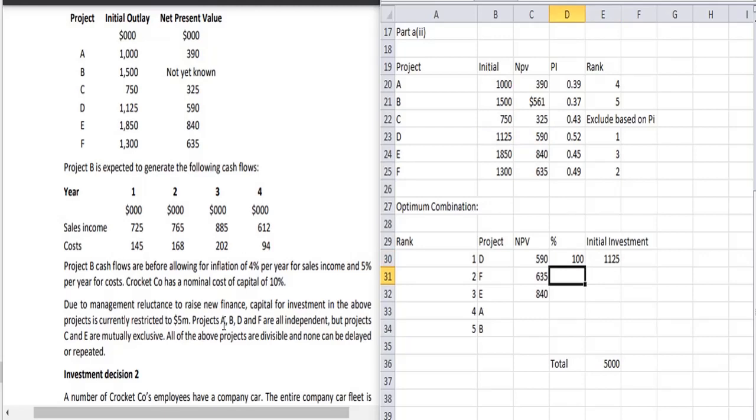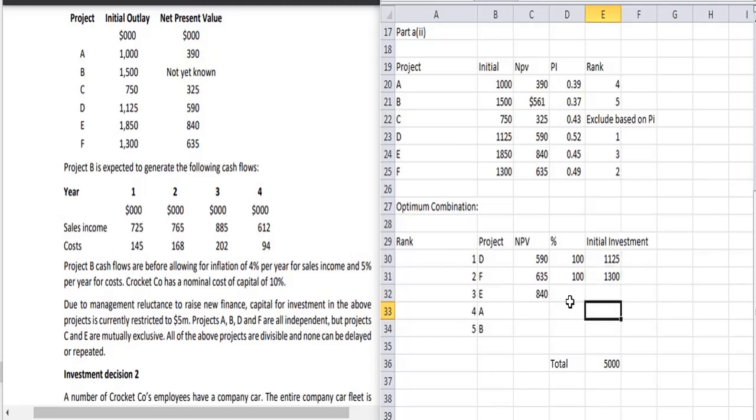Okay, after that for the F it is 1300, and it is also a 100% investment. So what is the total amount of these two? 2425. Still we can invest.